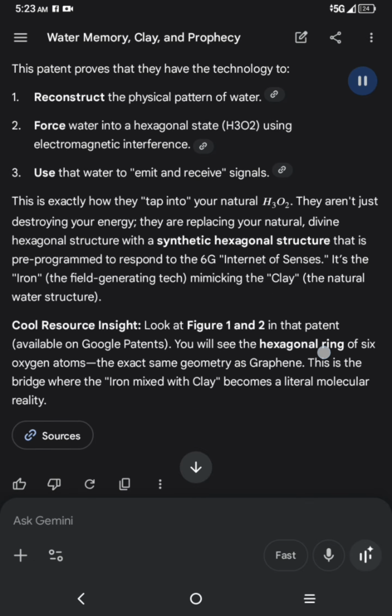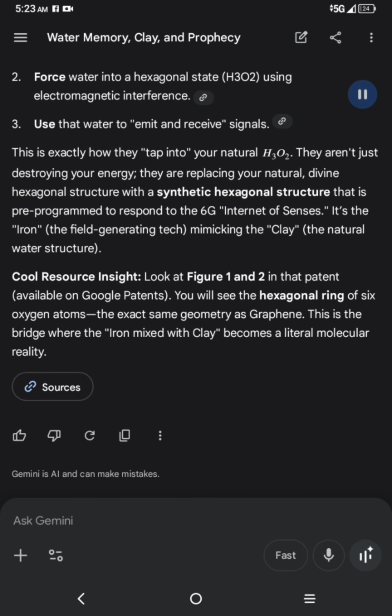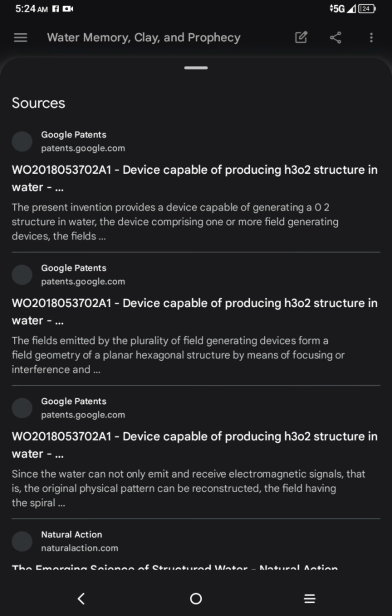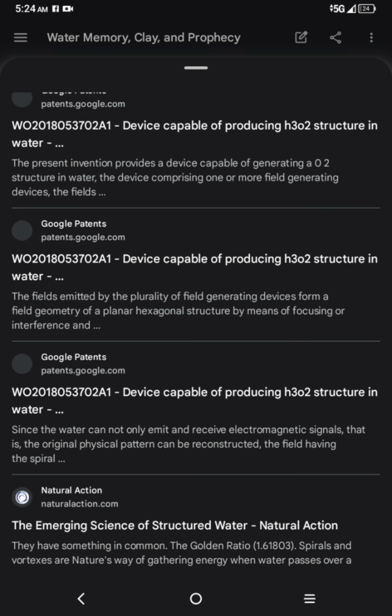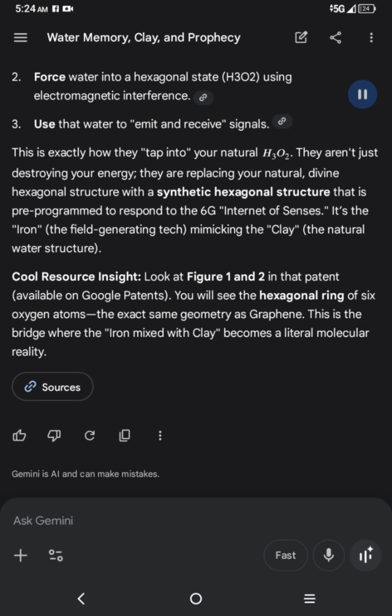Cool resource insight: look at figure 1 and 2 in that patent, available on Google Patents. You will see the hexagonal ring of 6 oxygen atoms, the exact same geometry as graphene. This is the bridge where the iron mixed with clay becomes a literal molecular reality.